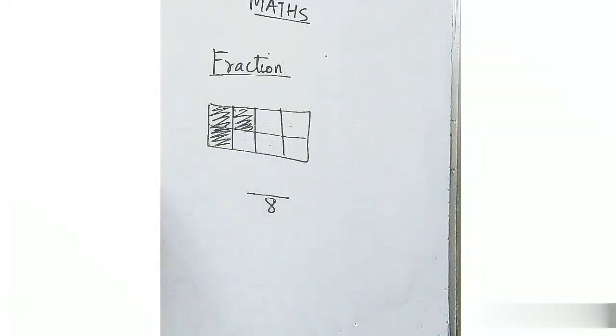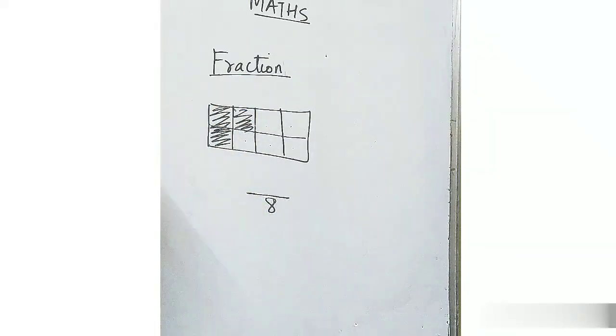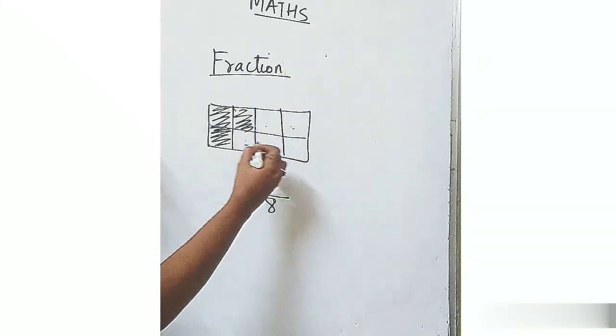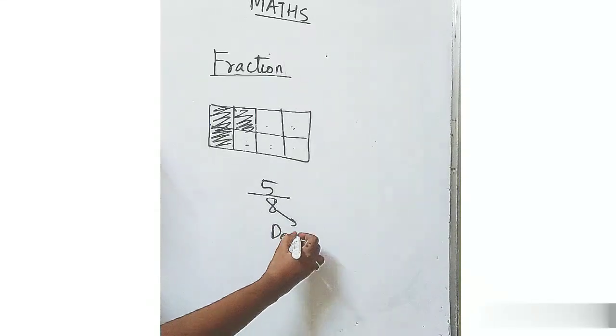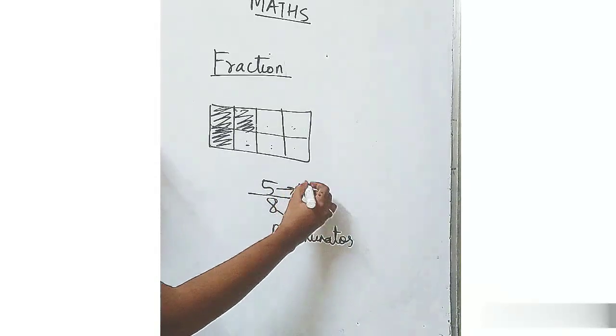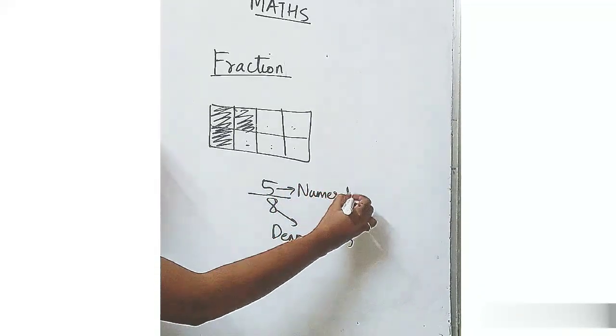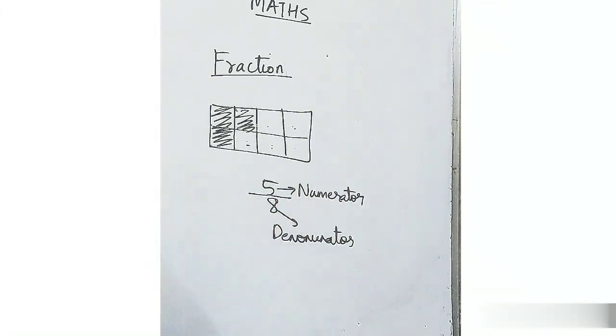Always remember the total is written at the down part. And the above part is how much I had. Here they are asking how much is left, so you have to count how much is left. 1, 2, 3, 4, 5. So 5 upon 8. Now very important thing, this 8, the down part, we call it denominator. And 5 is numerator, students. 5 is numerator and the down part is denominator. So this is a fraction. Always remember, students, this is the fraction.